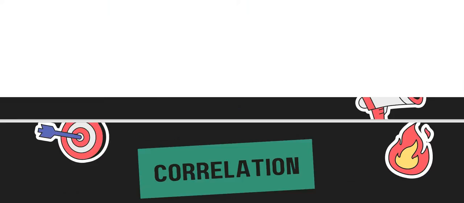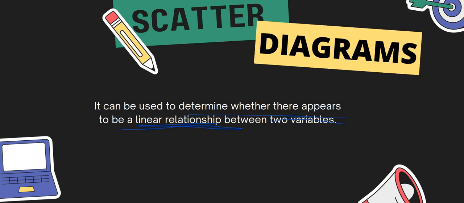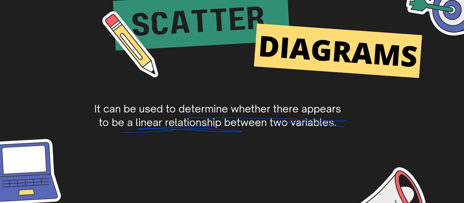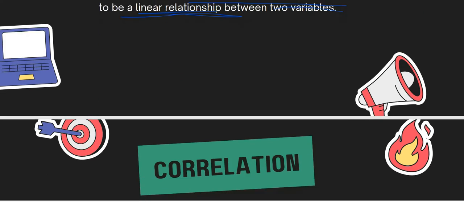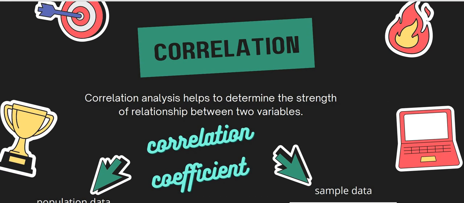Okay, after that, we just want a quick glance. We want to see whether they have a linearity property, whether they have a relationship or not. That's all. But for correlation, we want to determine the strength of the relationship just now.